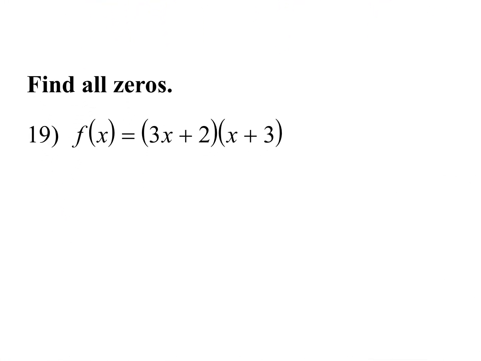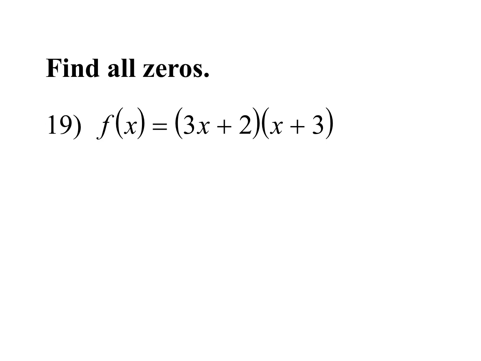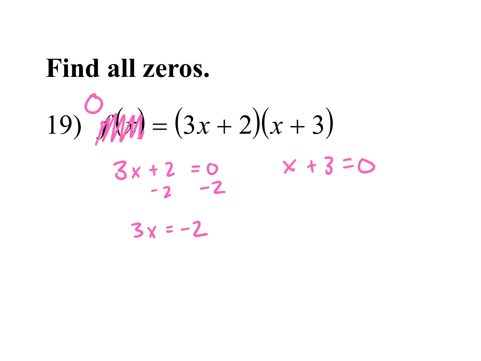All right, 19. Here we want to find the zeros. So to find the zeros, we change f of x to be 0. So that means I just set both of my parentheses equal to 0. So 3x plus 2 equals 0. x plus 3 equals 0. How would I solve for x? Minus 2. So 3x is equal to negative 2, and then? Divide by 3. So x is equal to? Negative 2 over 3. So that's one answer.